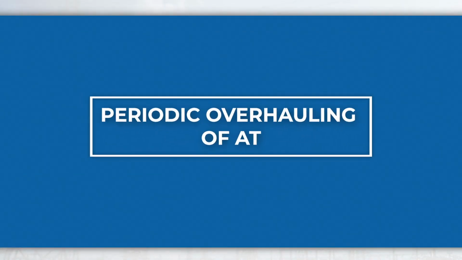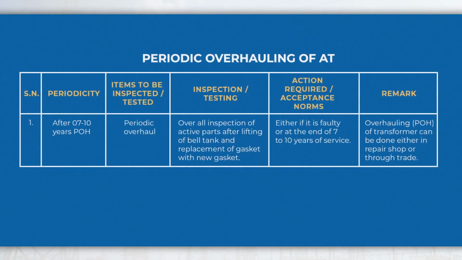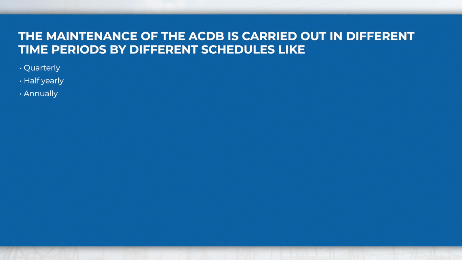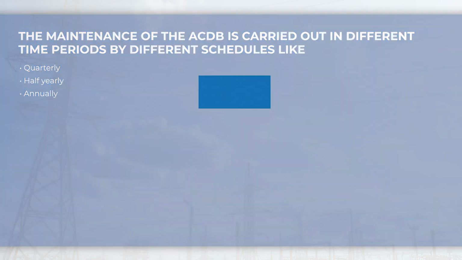Periodic overhauling of AT. Periodic overhauling of AT shall be done after 7 to 10 years of service as given in the table. Maintenance of ACDB. The maintenance of the ACDB is carried out in different time periods by different schedules like quarterly, half-yearly and annually.